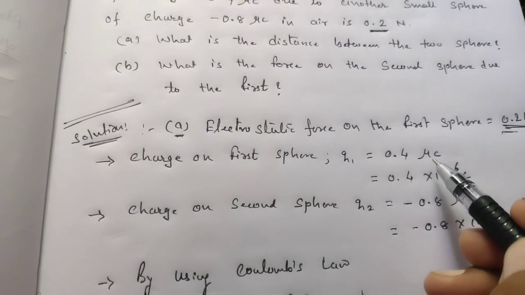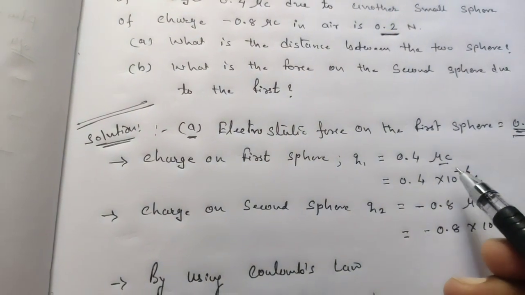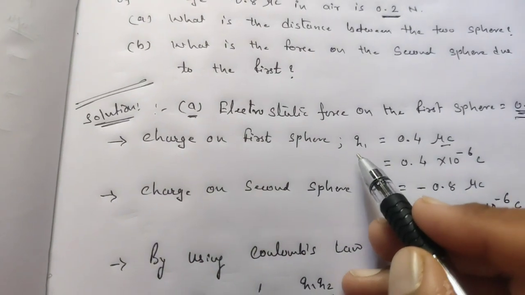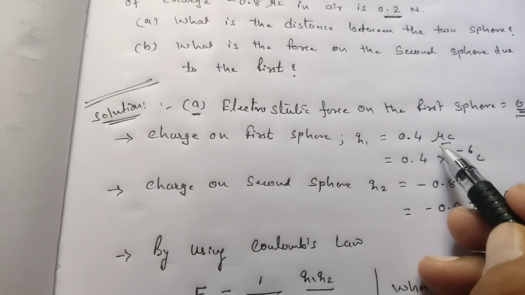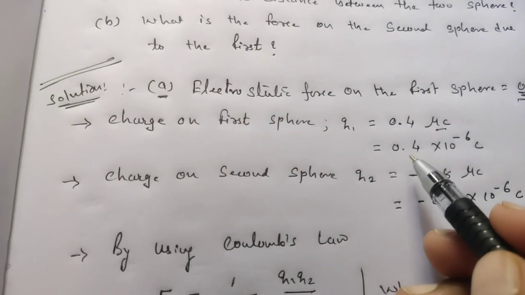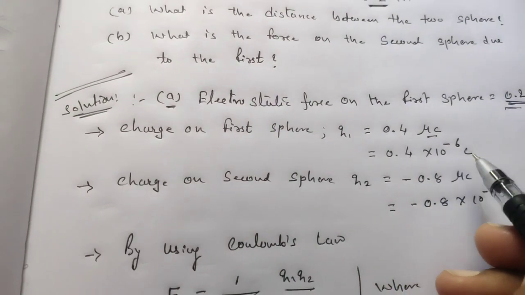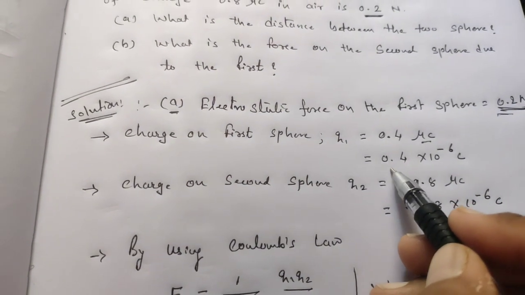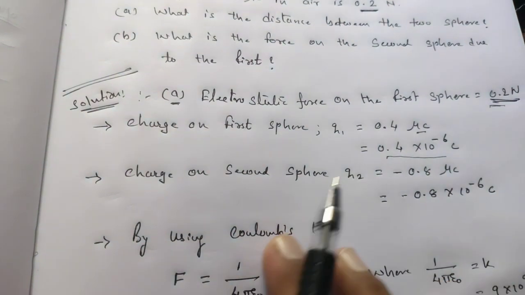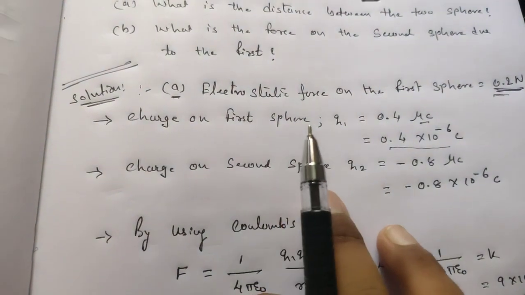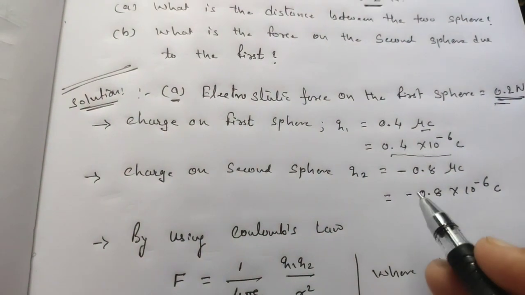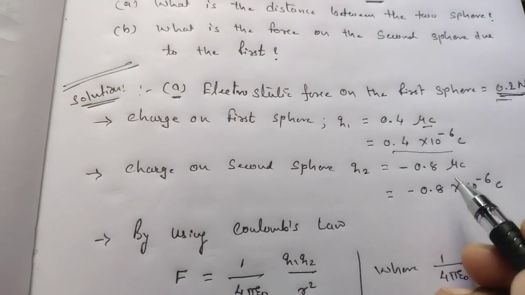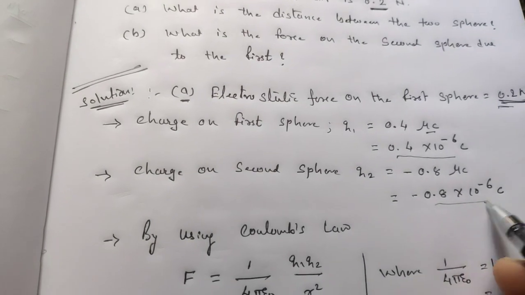Remember, when you have this type of units, first of all you must convert them into basic units, and the basic unit of charge is coulomb, and mu stands for micro. So 0.4 into 10 raised to minus 6 coulomb. The charge on the first sphere we have to consider as 0.4 into 10 raised to minus 6 coulomb. Similarly, the charge on the second sphere is also given to us, which is minus 0.08 microcoulomb. So convert it into coulomb, and we will get this answer.